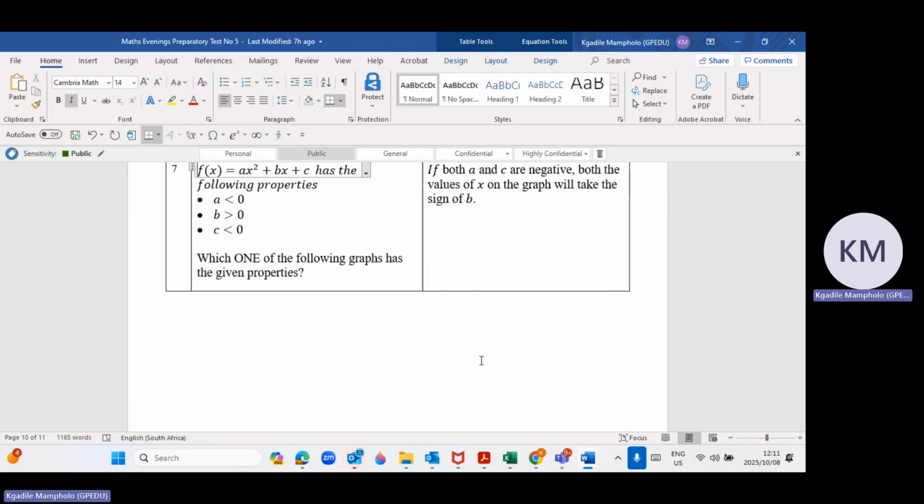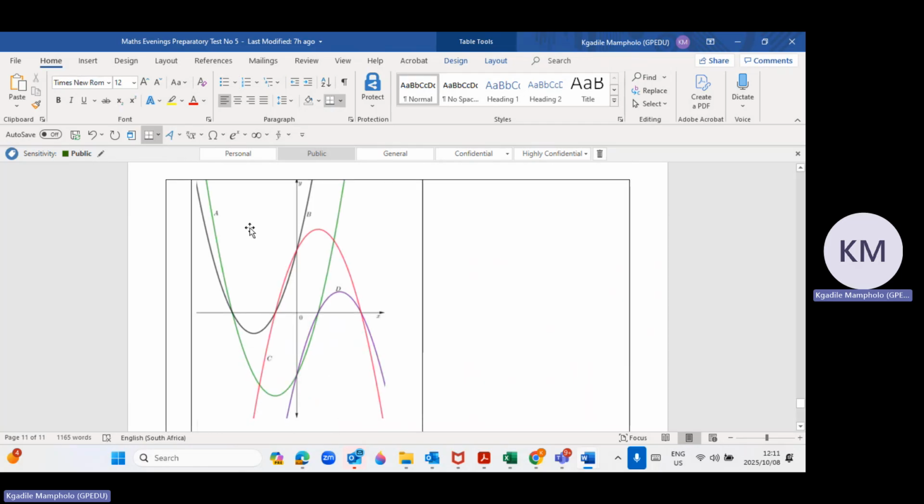Now, we know that when you factor, if a and c are both negatives, both x values on the graph will take the sign of b. So since b is positive, then it means x and y will be positive. And then if a is less than 0, the graph is a sad face. So meaning that the graph must be a sad face, and both x and y must be positive. So in this case, it means the correct answer will be D, because it's a sad face and both x values are positive.